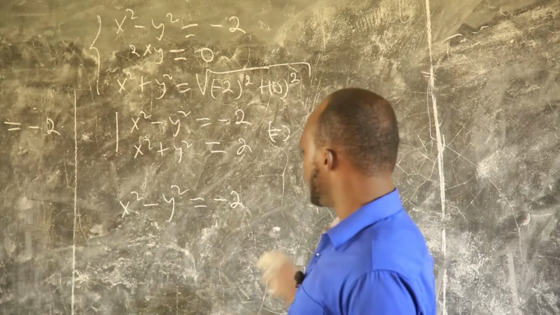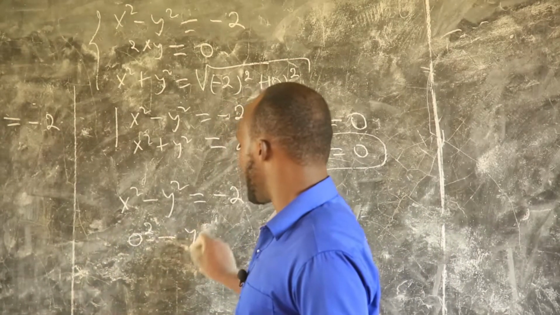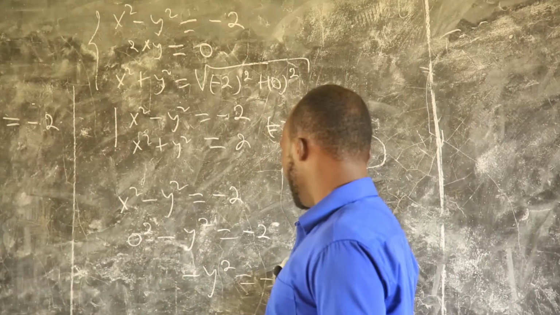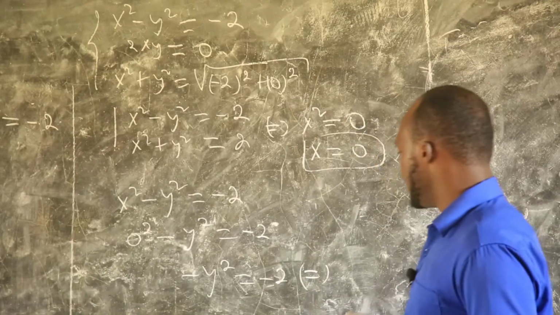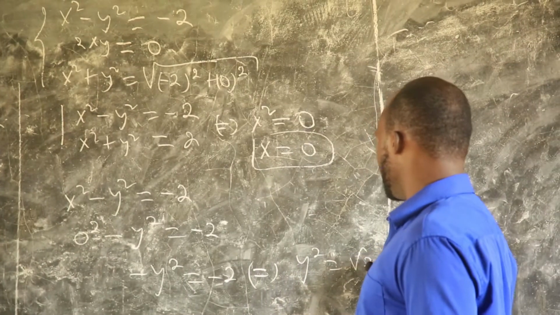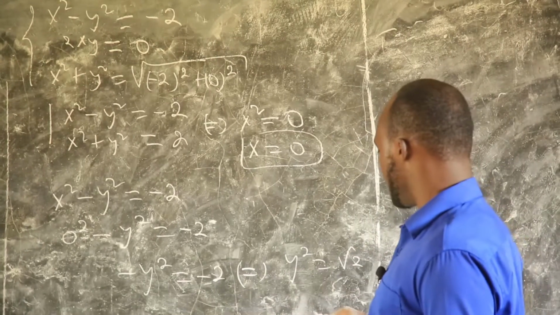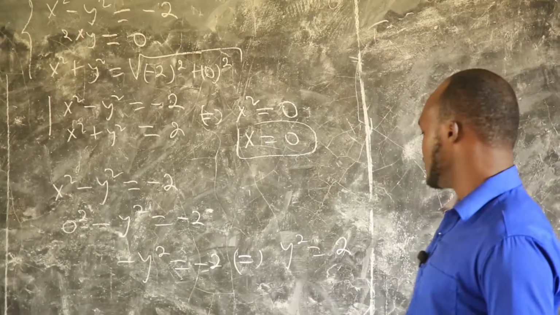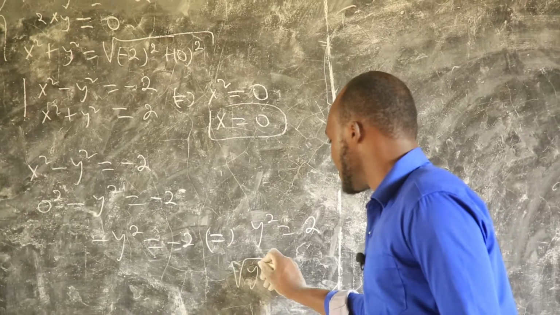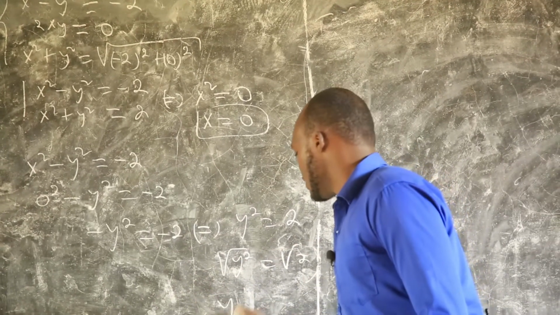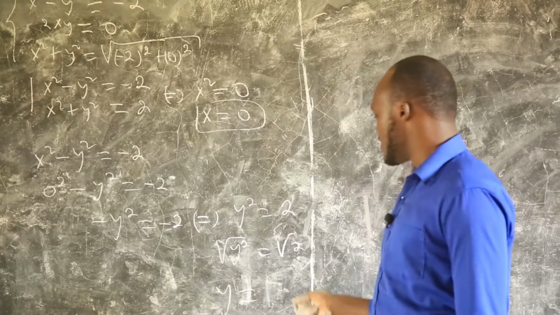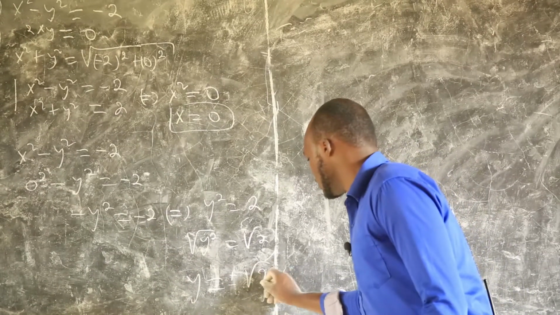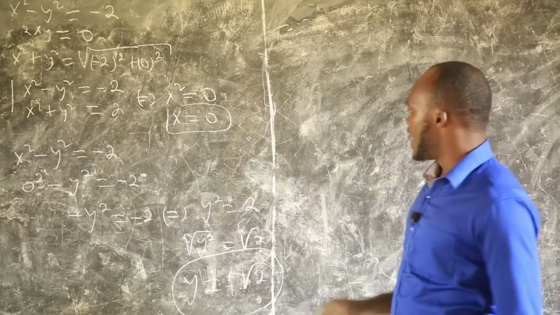So now, if x is 0, 0 squared, that's 0, minus y squared equal to negative 2. You see here negative y squared is the same as negative 2, which implies that y squared equal to 2. We find the square root of both sides. So y equal to plus or minus, you know that when you find the square root of a number, it is plus or minus. So it will be plus or minus root 2. So this is y, and this is our x.